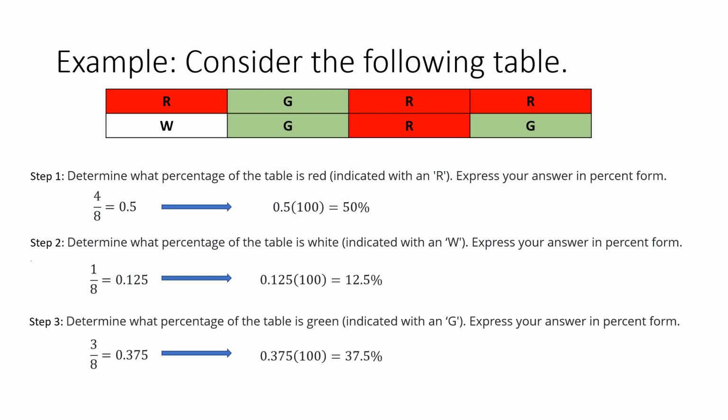Now, the nice thing about this, and since we have represented the red, green, and white, and that covers the entire table, if we were to add all of these percentages together, you should end up with 100%, and that's how you know that you did that correctly.